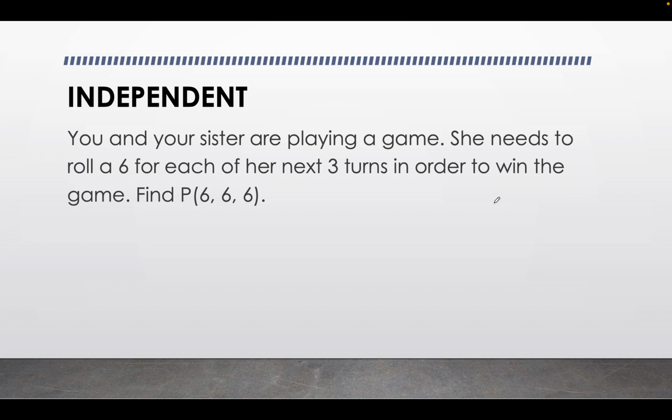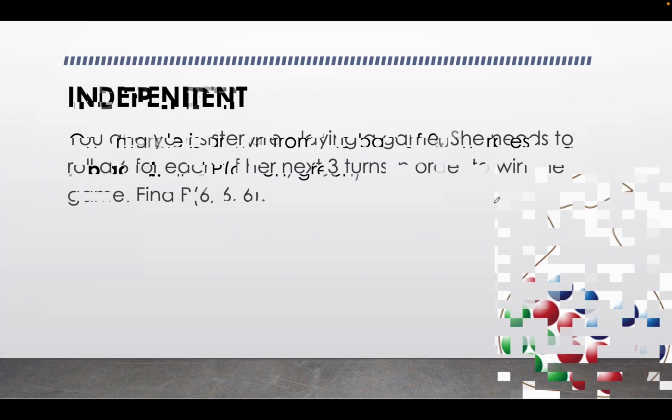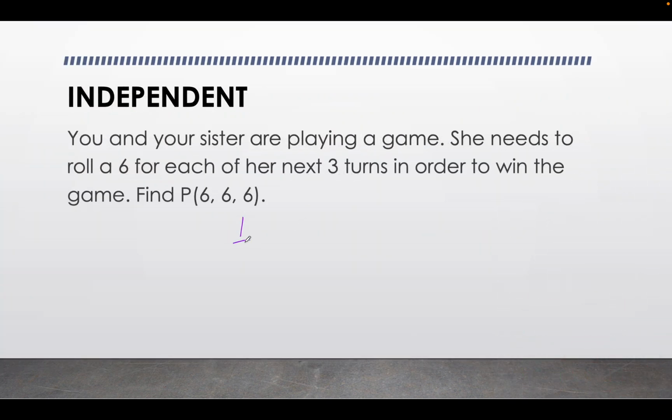So the probability of rolling a 6 on a die is 1 out of 6. 3 times in a row is 1/6 times 1/6 times 1/6, which is 1 out of a 216 chance that that will occur, 3 6s in a row.